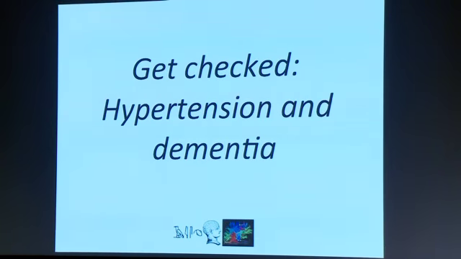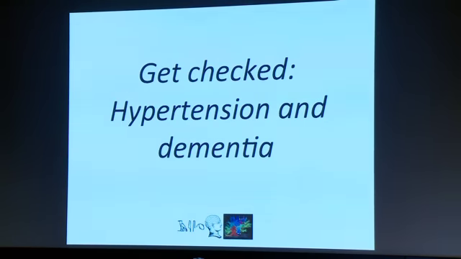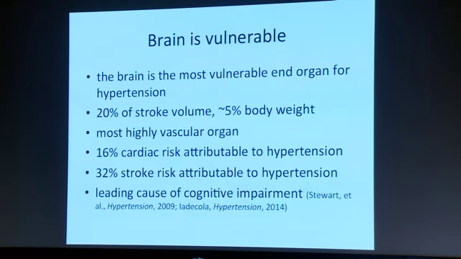When I say get checked, for what? The most important public health message I could give tonight is go and get your blood pressure checked. It is critical. If you saw those little tiny blood vessels that are really vulnerable, and we know that they're most strongly associated with your brain, your cognition following stroke, they're the ones that are really damaged by high blood pressure. The brain is the most vulnerable end organ for high blood pressure.